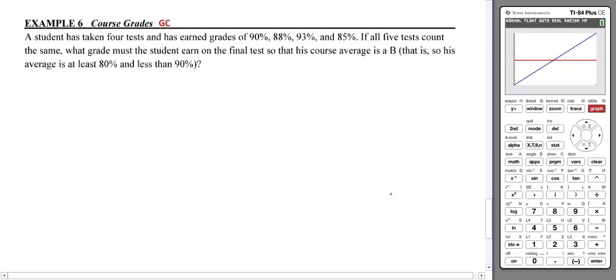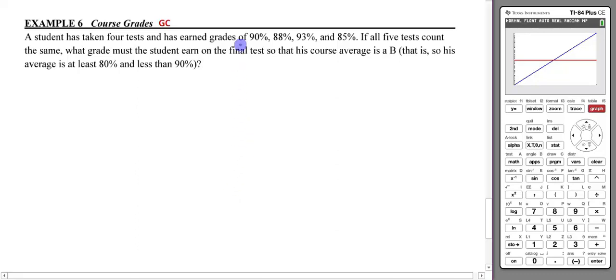For example 6, we're talking about course grades. The student has taken 4 tests and has earned grades of 90%, 88%, 93%, and 85%. If all 5 tests count the same, meaning they're equally weighted, what grade must the student earn on the final test so that his course average is a B? That is, so his average is at least 80% and less than 90%.